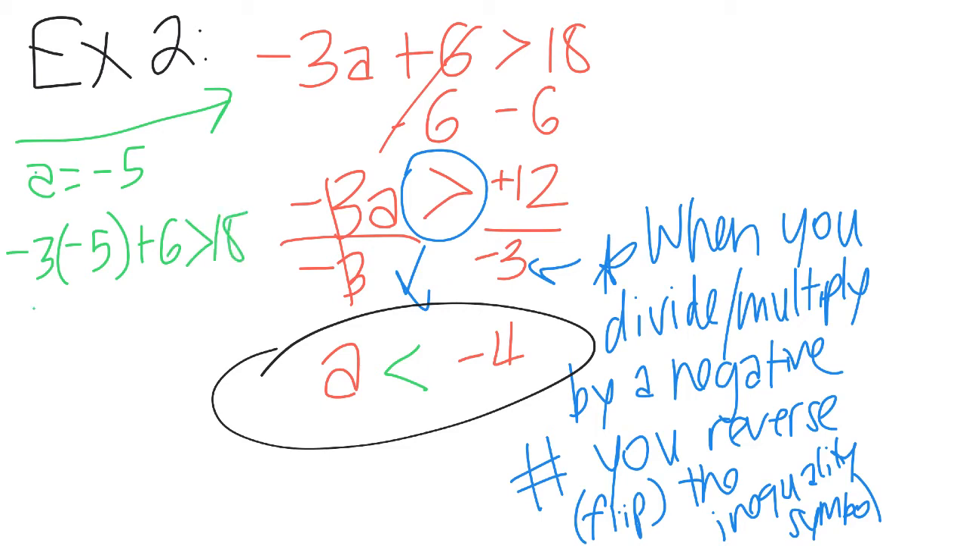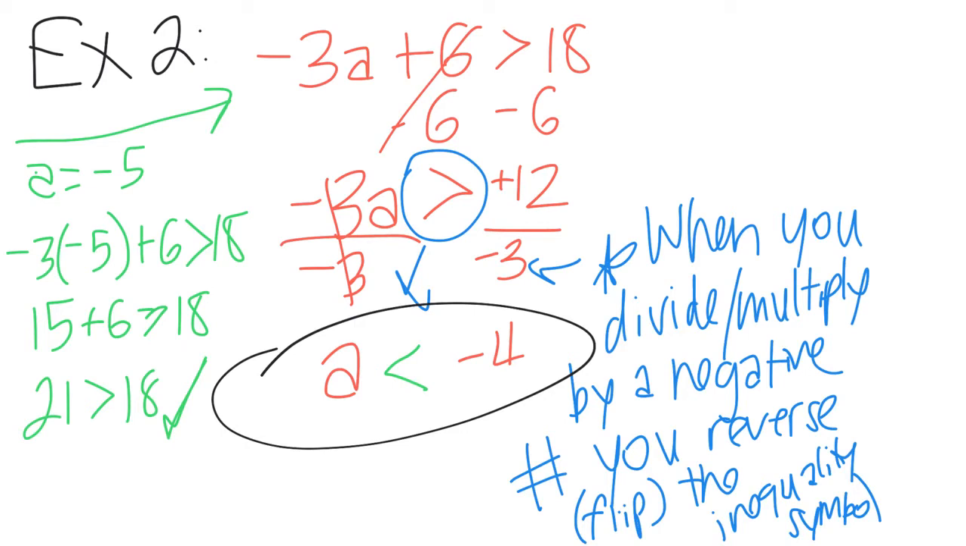-3 times -5 is 15. And 15 plus 6 is 21. 21 is greater than 18. That is true. So we know that we performed it correctly. So just like when you could check your solution with your solving for equations by plugging in a value, you can do the same thing for inequalities.